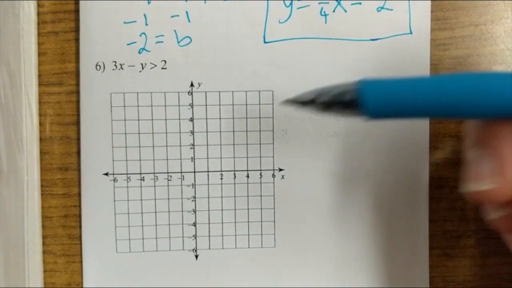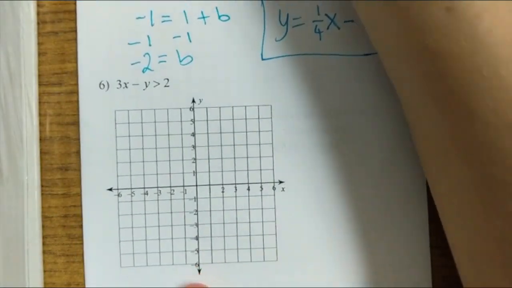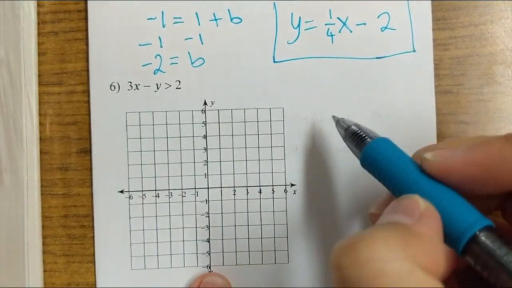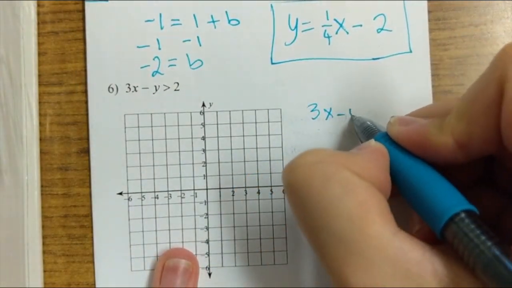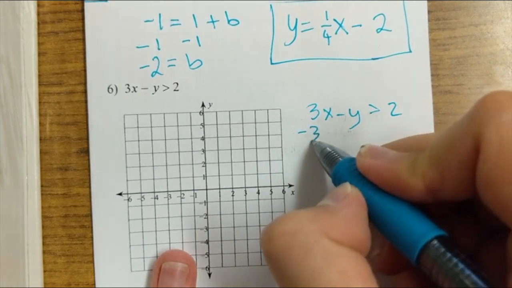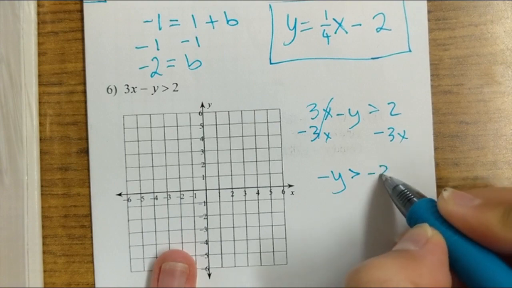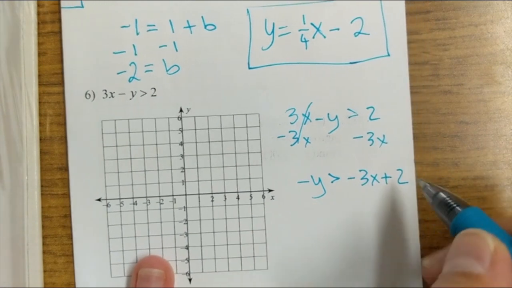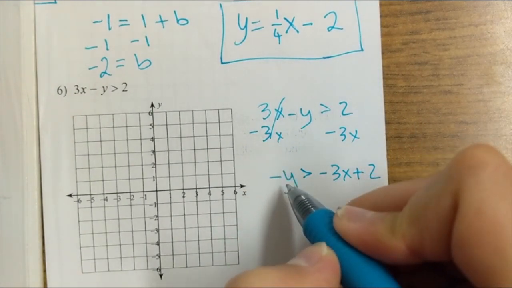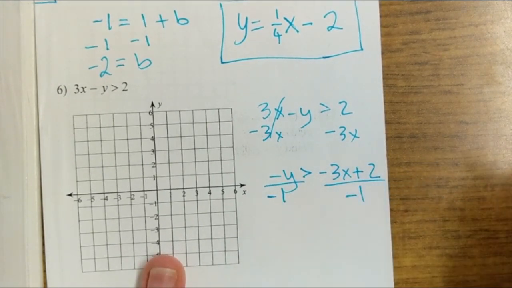All right, I'm going to do number 6 instead of number 5 because number 6 is just a slightly more difficult version. We can graph this using x and y intercepts. Instead, I'm going to rearrange. So we have 3x minus y is greater than 2. I would like to put it into y equals mx plus b form. So I'm going to subtract 3x on both sides, and I get -y is greater than -3x plus 2. I'm writing the x first because I want it to be y equals mx plus b. And then I have a -y, so I need to divide this whole entire side by -1.